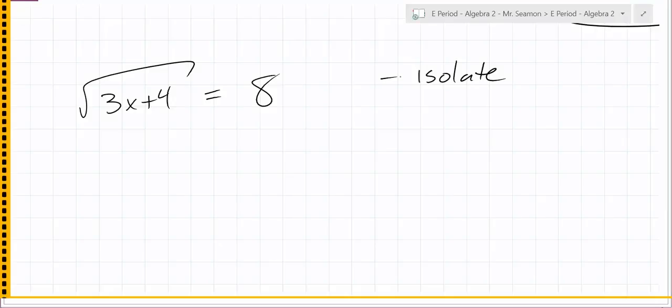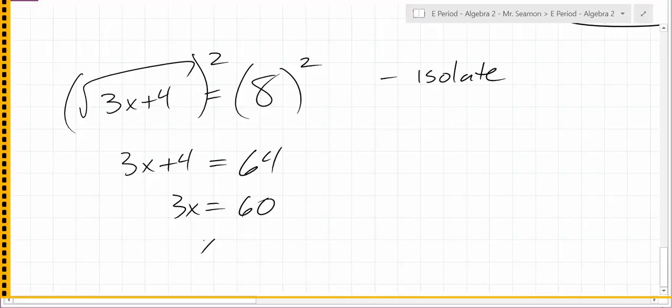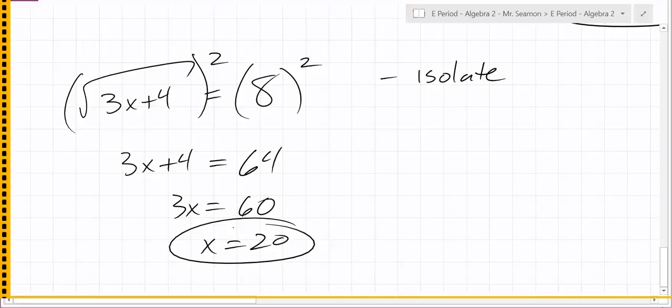What do you do, Summer? Yeah, you square this. So if you square that side, you also have to square the... So what's the square root of 3x plus 4 squared? Turns into 3x plus 4 equals 64. So 3x is equal to 60, so x is equal to 20. If you don't show work, you get no credit.